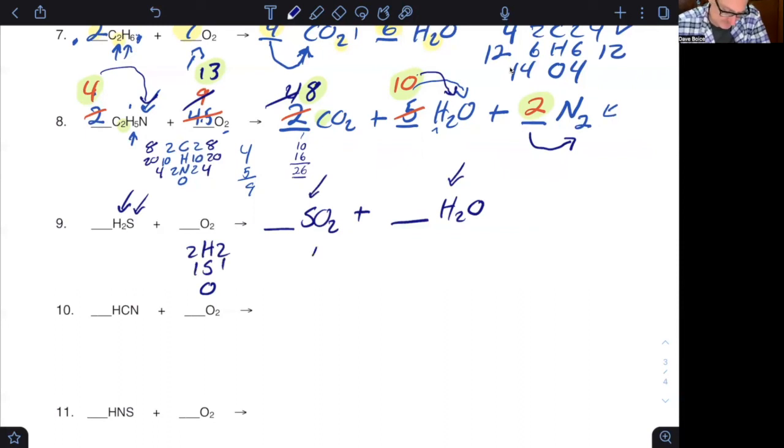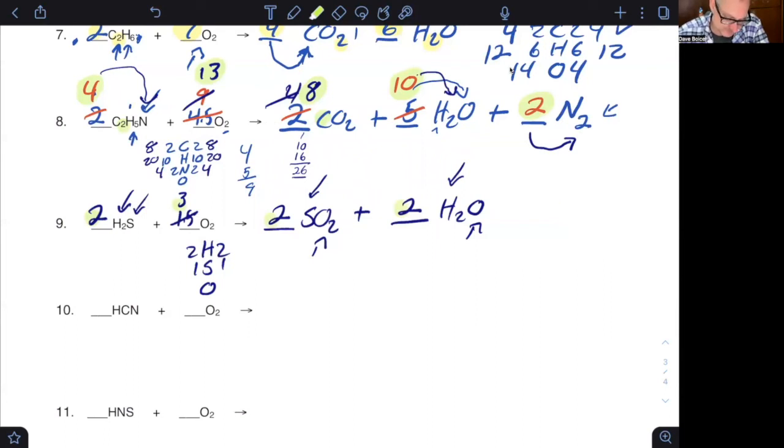Oxygen, I have 2 plus 1 in the water, so altogether I have 3. So I'm going to do my same trick. 1.5 doesn't work, but I can double that to 3 and then change everything else from 1 to 2. And there we go. 2, 3, 3, 2. So that one's a lot quicker and easier. Let's go ahead and double check.